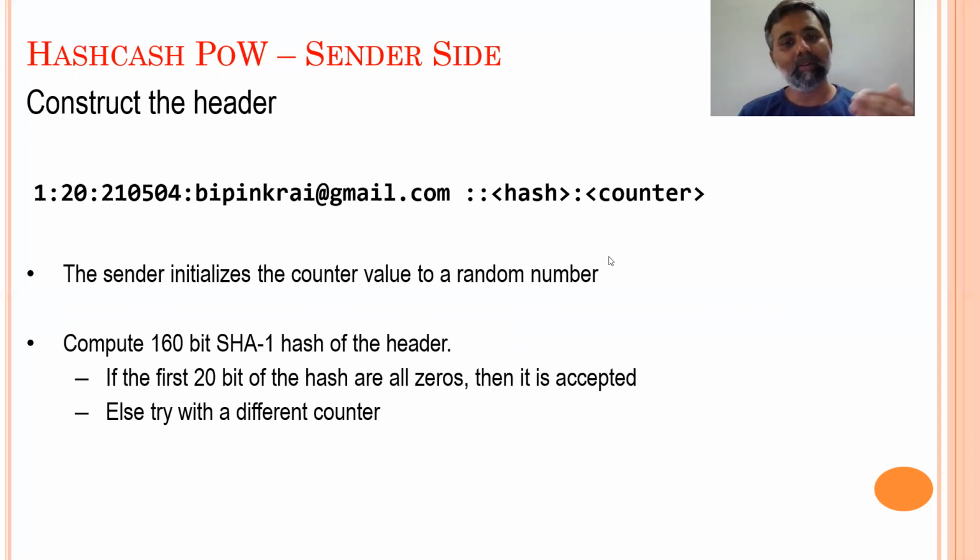So the sender will select a counter value and compute the hash code. If he gets the first 20 bits as 0, then it's okay. Otherwise, he will take a different counter, and the same process will be repeated.